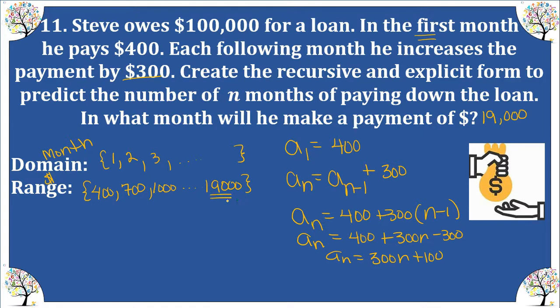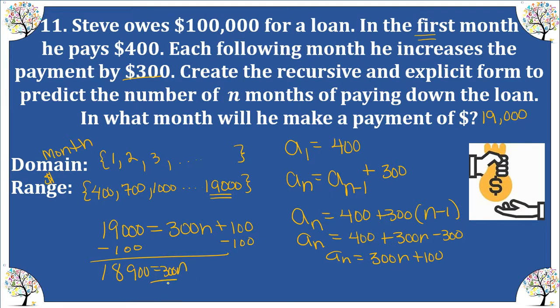So again, we want to know our input, when our output is 19,000. We want to know what month he pays $19,000. So that's going to be, divide each side by 300. And the month is going to be 63. So on his 63rd month of paying, he's going to make a payment of $19,000.